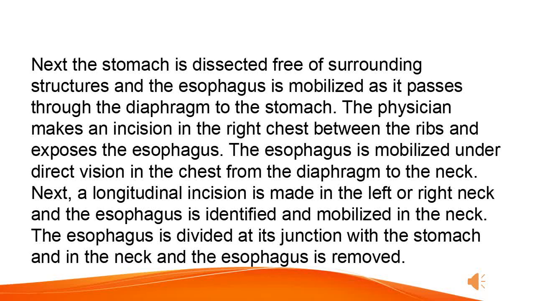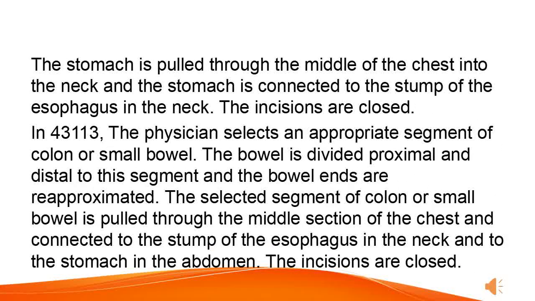Next, a longitudinal incision is made in the left or right neck and the esophagus is identified and mobilized in the neck. The esophagus is divided at its junction with the stomach and in the neck and the esophagus is removed. The stomach is pulled through the middle of the chest into the neck and the stomach is connected to the stump of the esophagus in the neck.